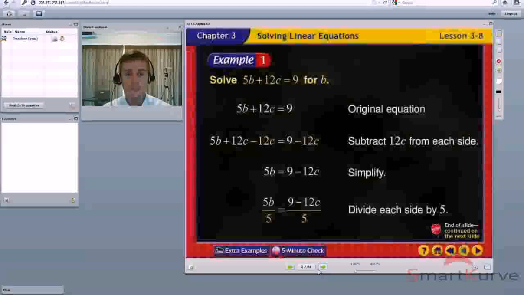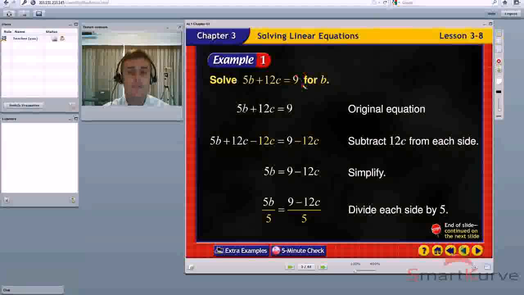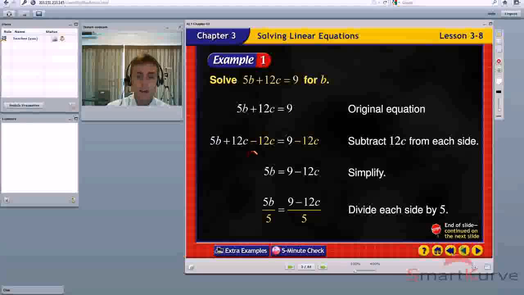Lesson 3-8. Solve 5b plus 12c equals 9 for b. The original equation is right here. Subtract 12c from each side. We're trying to get b alone. We're trying to solve for b. So we have 5b plus 12c minus 12c equals 9 minus 12c. We subtract the 12c from both sides. 5b equals 9 minus 12c.